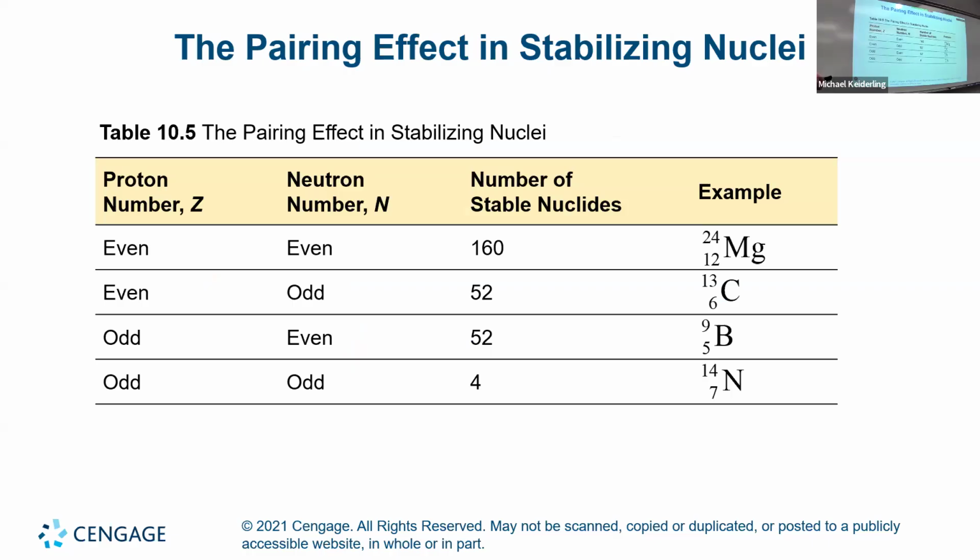So even-even, there's 160 stable nuclides. Even-odd, there's only 52 stable nuclides. Odd-even, there's 52 stable nuclides. And odd-odd, there's only 4 stable nuclides.